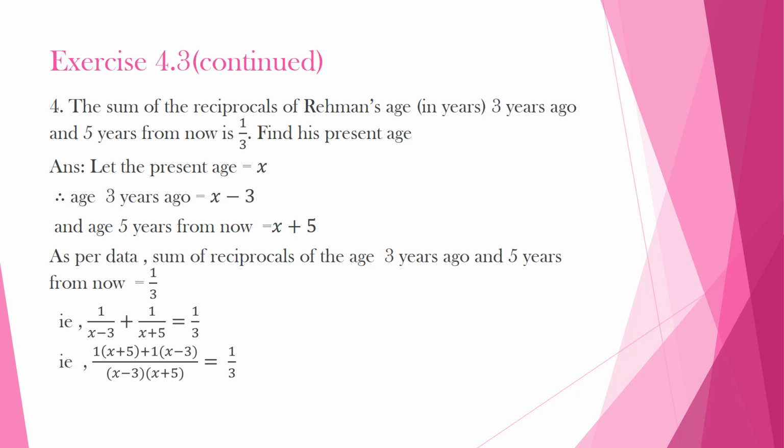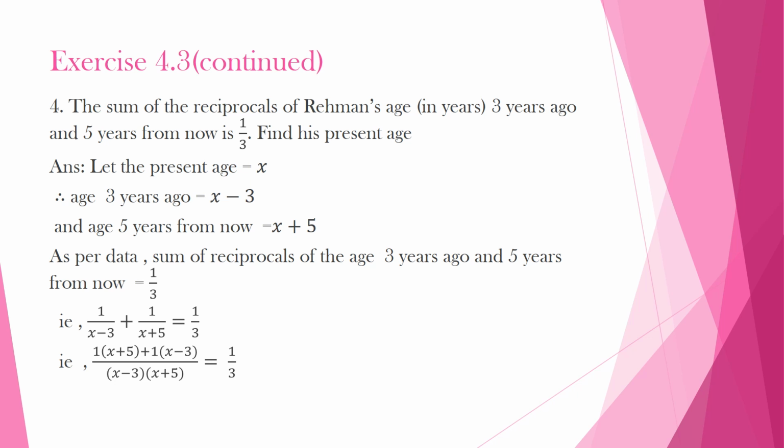Question number 4. The sum of reciprocals of Rahman's age 3 years ago and 5 years from now is 1 by 3. Find his present age. The question is to find the present age. So let us assume the present age is equal to x. So age of Rahman 3 years ago will be x minus 3, and 5 years from now will be x plus 5. As per data, it is given the sum of reciprocals of the age is equal to 1 by 3.